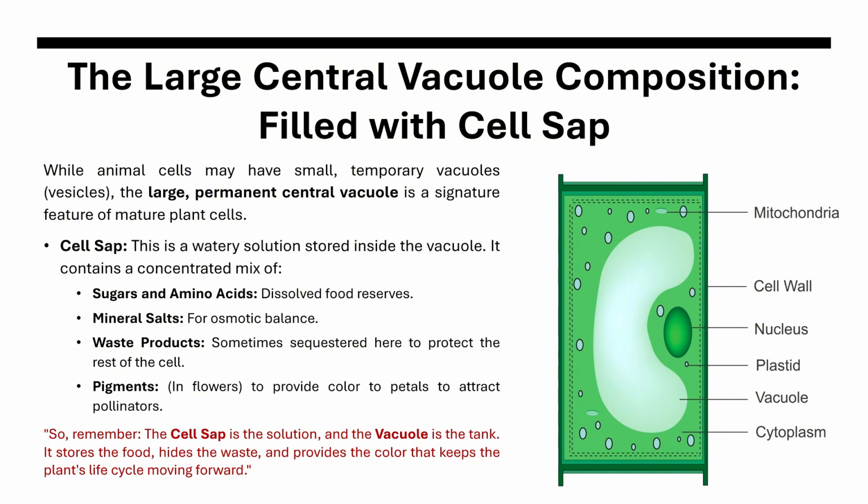So remember, this cell sap is the solution and the vacuole is the tank. It stores food, hides waste, and provides the color which keeps the plant's life cycle moving forward.